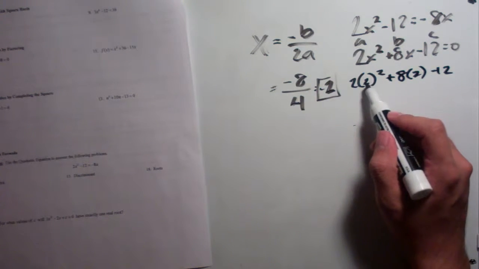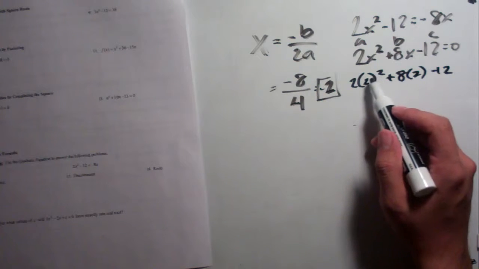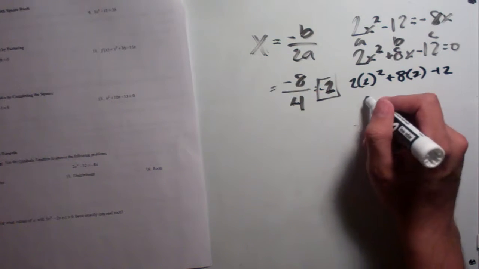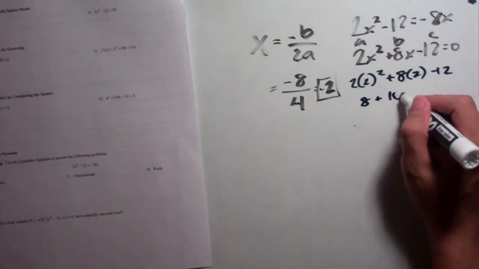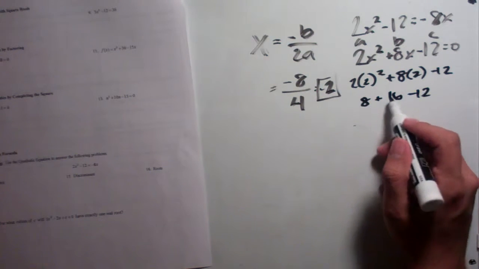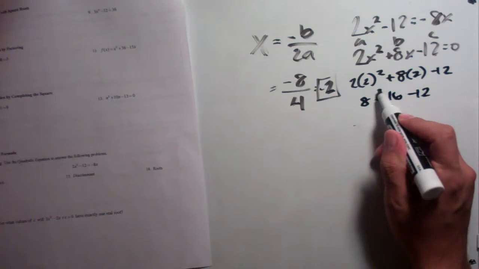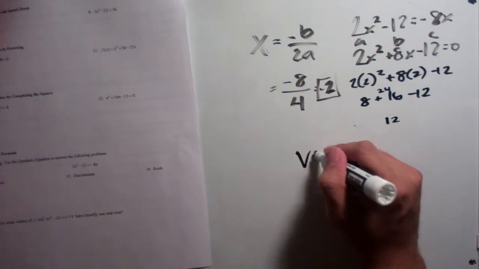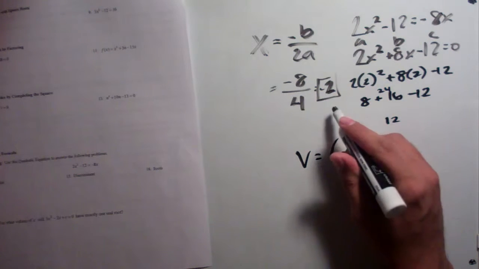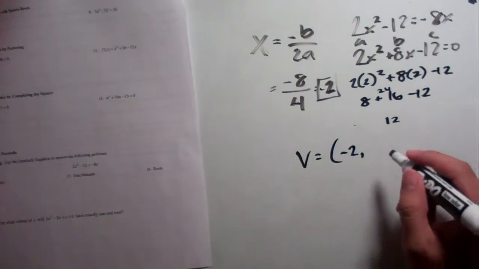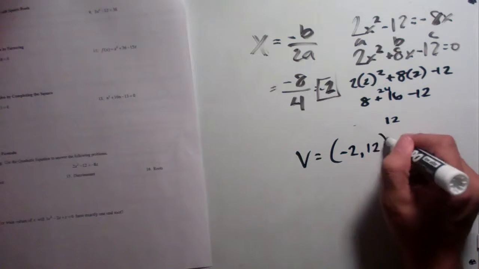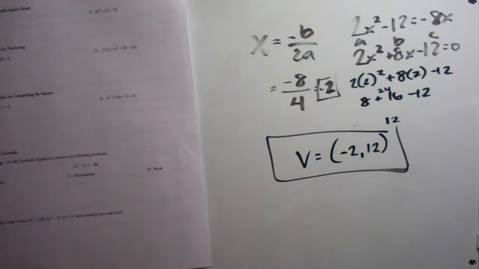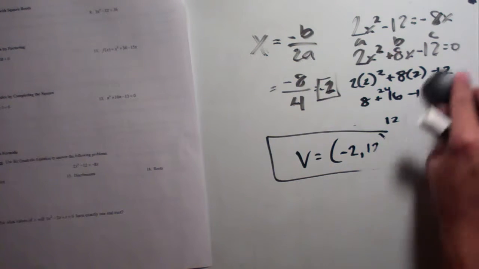Okay, so we always square first before we multiply, or use our exponent. So 2 squared is 4, times 2 is 8. 8 times 2 is 16, and minus 12. Okay, so 8 plus 16 is 24, minus 12 is a positive 12. So our vertex is negative 2 for our x, and our function when we computed this is a positive 12. Okay, so this is our answer. That is the vertex of our parabola. It would be 2 units to the left and 12 units up.